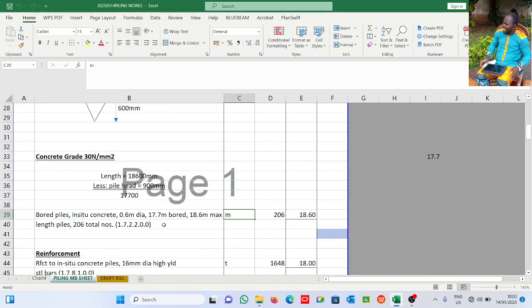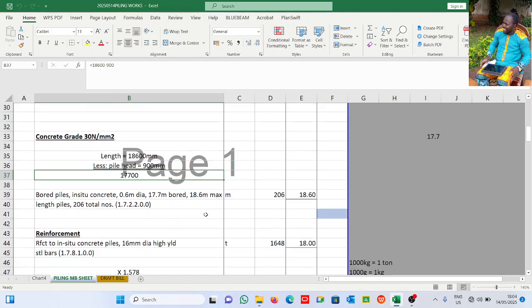See how I illustrated it here. Length of pile is 18,600 mm, less pile head that connects with the pile cap, 900 mm. So we have the 17.7. This is the length that will be going into the ground. But the total length of concrete we are casting is 18.6 meters. Take note, not all of them goes into the ground. Alright, so this is the concrete.